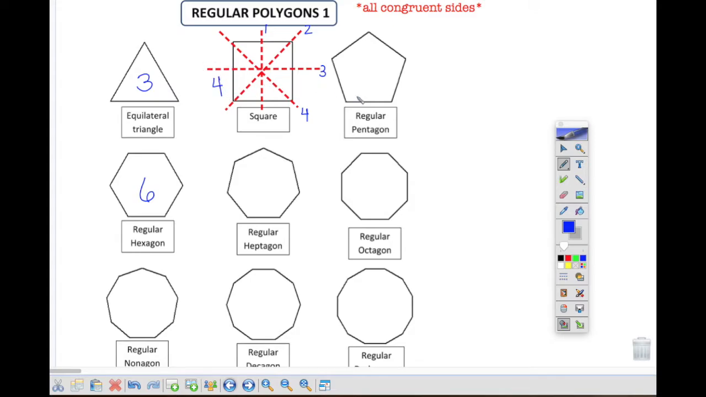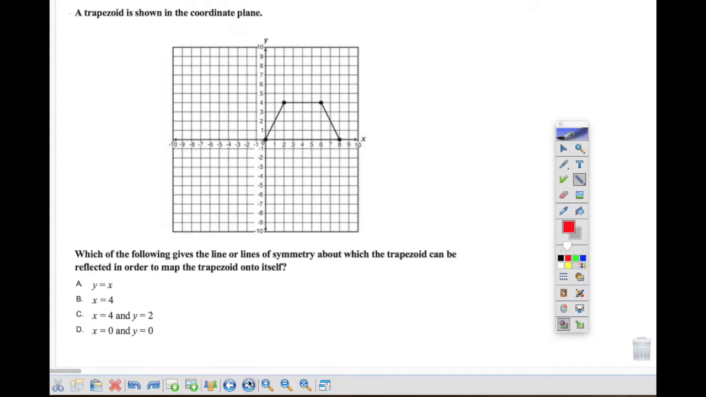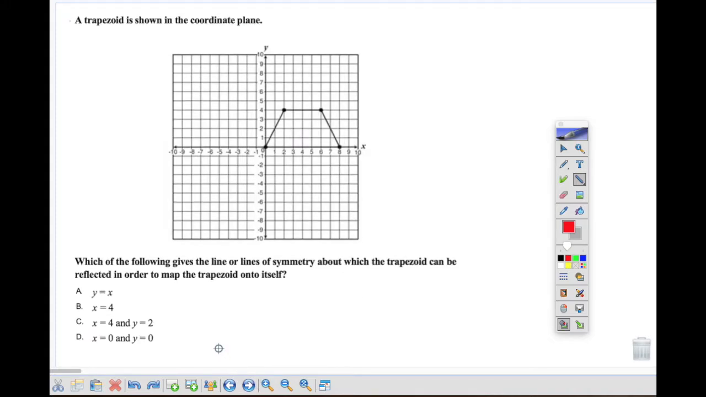So do you think that all of our regular polygons are going to have the same number of lines of symmetry as number of sides? Yes, that is the case. However many sides there are is the number of lines of symmetry that the shape will have. Okay, that's the rule: it will have the same number of lines of symmetry as number of sides. Now let's take a look on the coordinate plane.